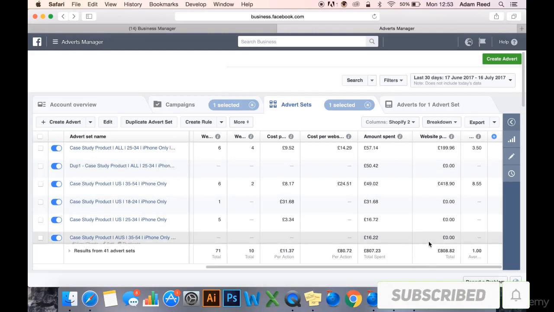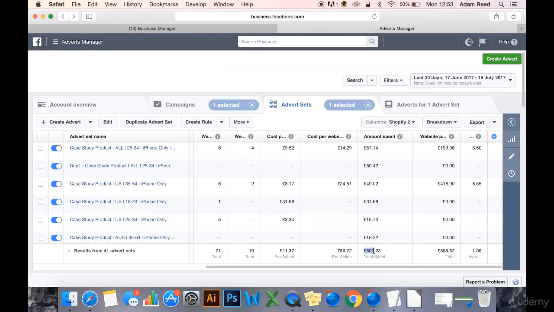Like, I'm losing money right now because I've spent £807 and generated 808, and I've had 10 purchases, and this is costing me money. And this product is, let's say £20. It's just under £20, but this product is £20, so that's £200 right there. So I'm losing money, and there's no way to sugarcoat it.